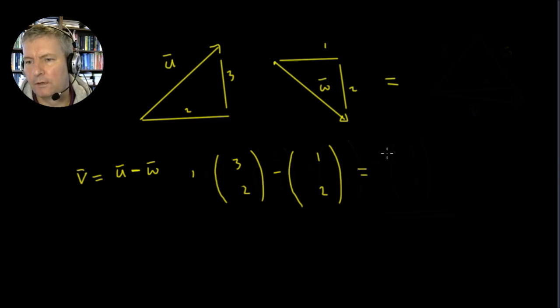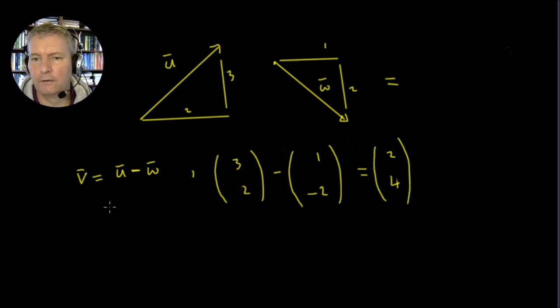3 minus the 1 is 2. 2 minus the value of, that should be minus 2. 2 minus minus 2 is equal to a value of 4. So this here is now v equals u minus w. So you can see in the component form it's quite straightforward to add and subtract vectors.